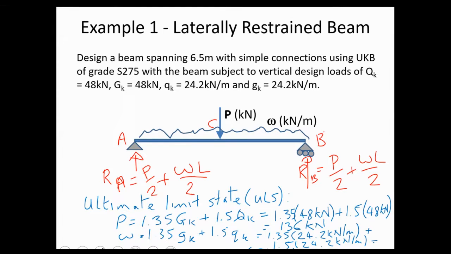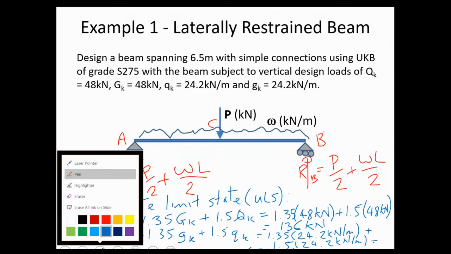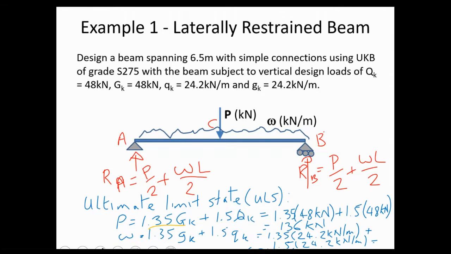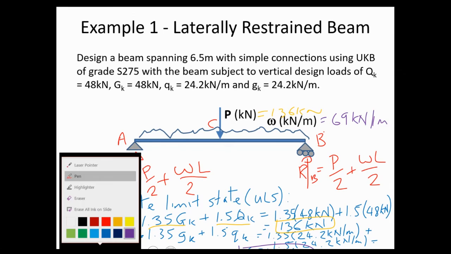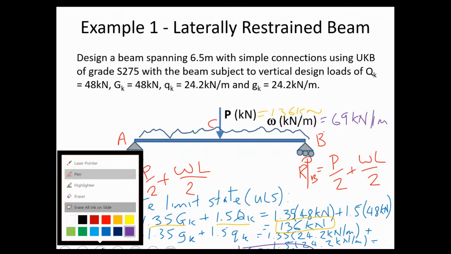So we have our factors of safety in there: a factor of safety for the dead load of 1.35, and for the live load of 1.5. Therefore the P value at the top is 136 kilonewtons, and the distributed load omega is 69 kilonewtons per meter. Okay, so those are the design loads we have to design for at the ultimate limit state.